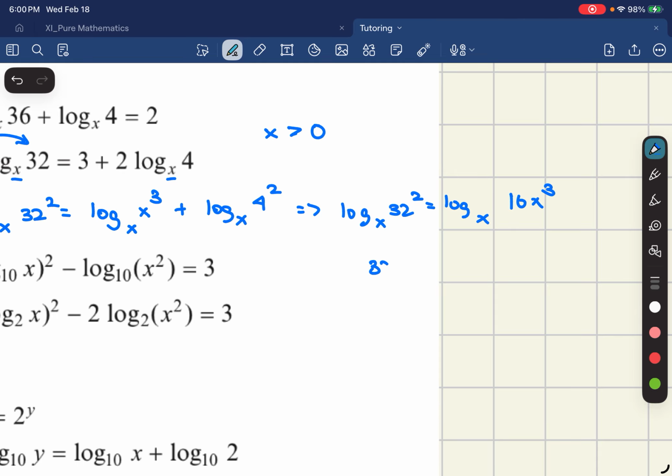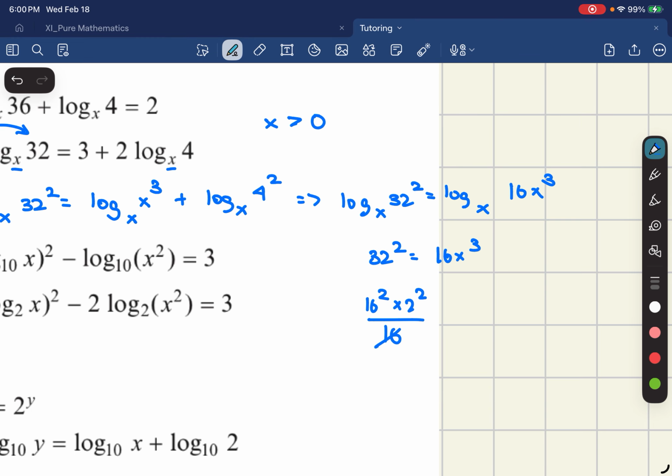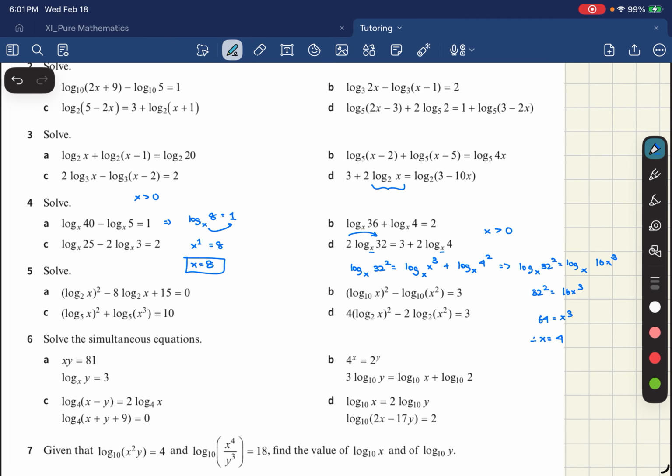And I can equate. I can say that 32 squared is equal to 16x cubed. And 32 squared divided by 16, I can actually write as 16 squared times 2 squared, right? 32 is 16 times 2, and then (16 times 2) squared is 16 squared times 2 squared, divided by 16. So these cancel out, and I get 16 times 4, that is 64, is equal to x cubed. And therefore, you're going to get x is equal to 4. You can use your calculator, or you can just remember that 64 is 4 cubed. So for 4D, your answer is 4.